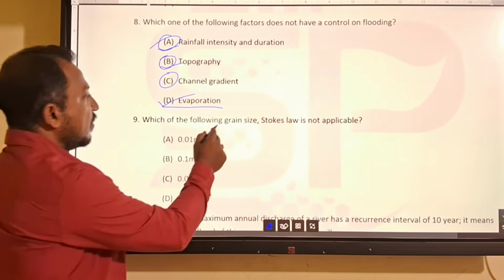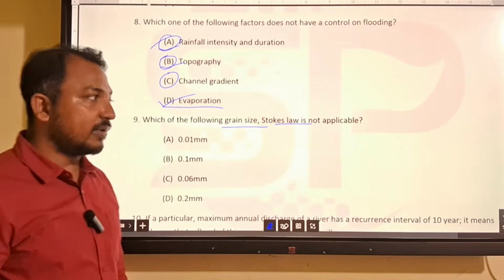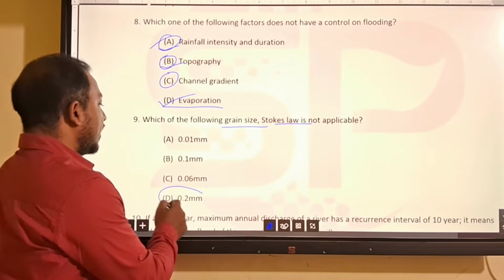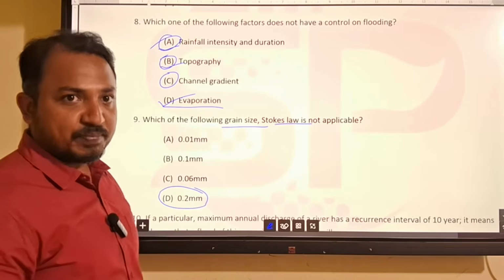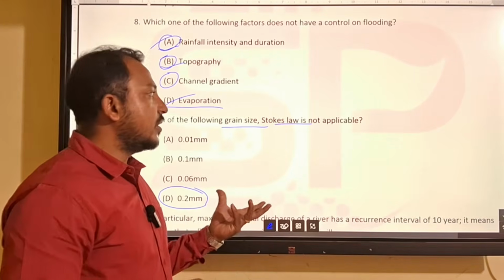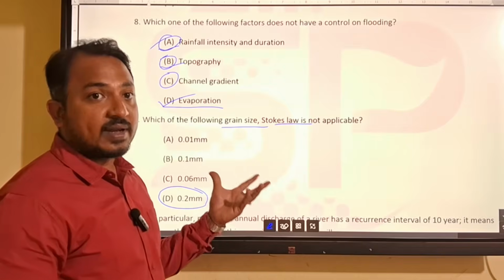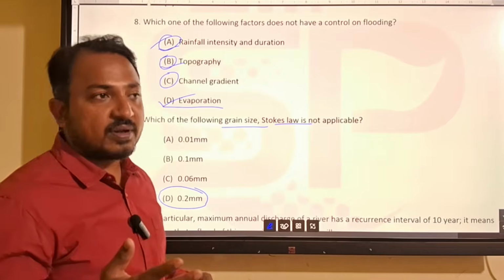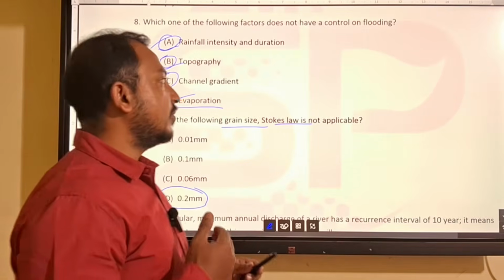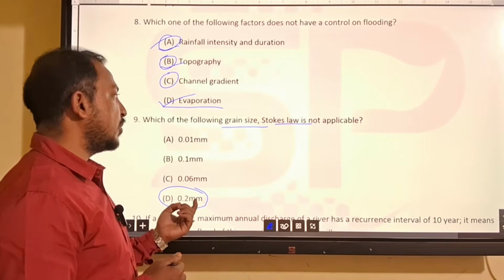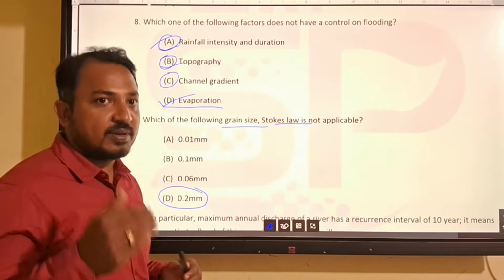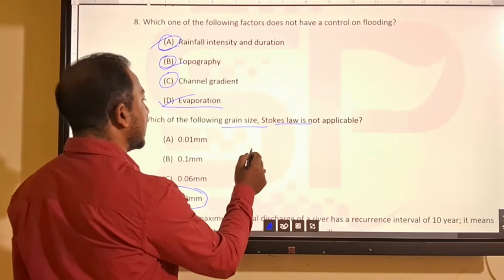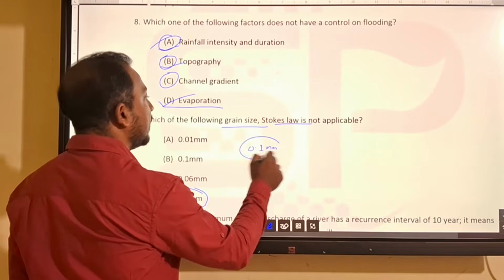So next question: for which of the following grain sizes is Stokes law not applicable? Stokes law is applicable for very fine grain sediments, less than 0.1 mm, because there is a condition that RE should be less than 1 for Stokes law. RE means Reynolds number. If you put a 0.2 mm grain size, then the Reynolds number will be greater than 1. So remember, grain size less than 0.1 mm is applicable for Stokes law.